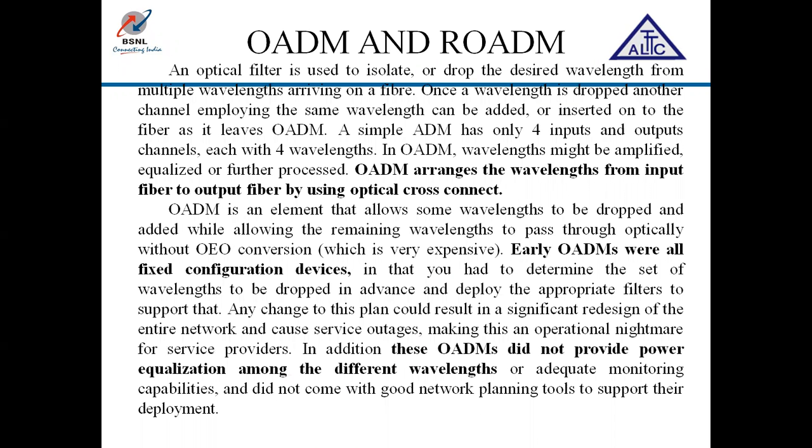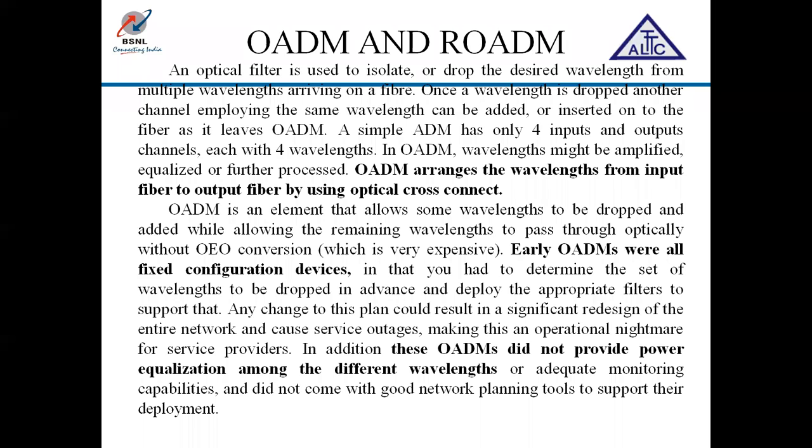Then what is OADM and ROADM? In SDH systems, we were using ADM, add drop multiplexer, where different frequencies can be added or dropped either on electrical level or on optical level. In the same way, in DWDM system, different frequencies can be added or dropped as OADM, but this adding or dropping will be on optical level. So there are two types: one is OADM and second one is ROADM. ROADM means reconfigurable optical add drop multiplexer.